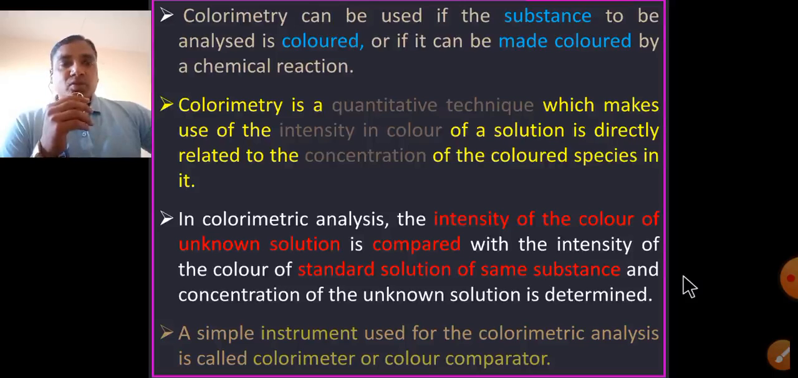Introduction of this topic is already learned. The main intent of this topic is, in colorimetric analysis, the intensity of the color of the unknown solution is compared with the intensity of the color of a standard solution of the same substance, and the concentration of the unknown solution is determined.